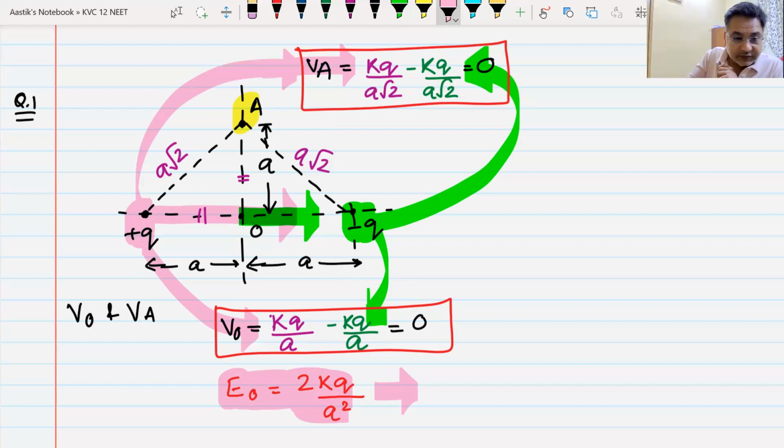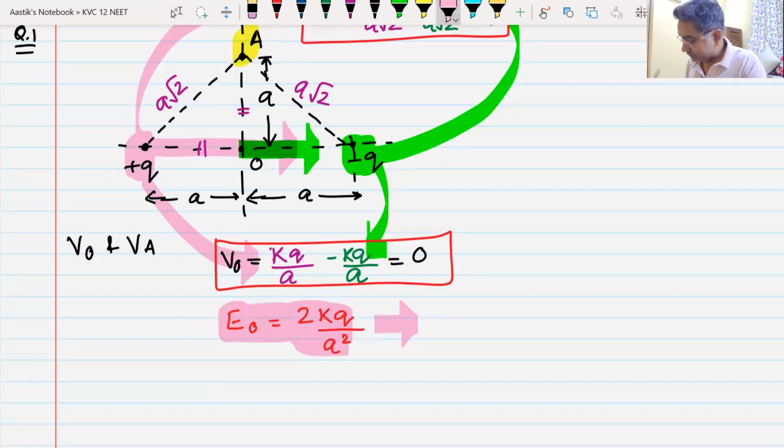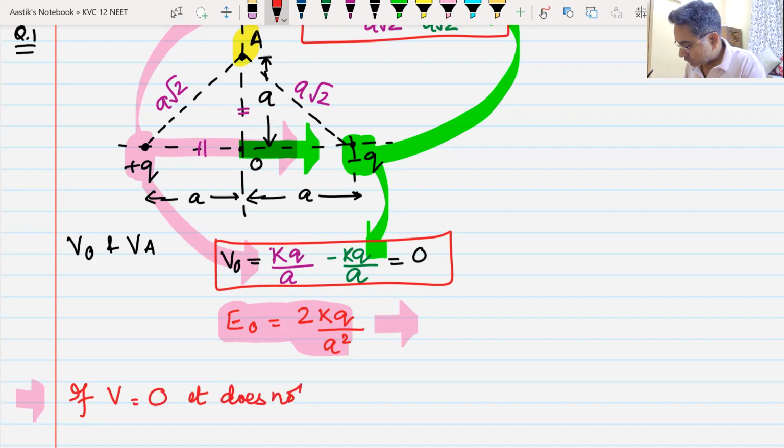So from here we understand that if potential at any point is 0, it does not imply that electric field is 0. Do we understand this? Yes, sir. Potential at any point being 0 does not imply that electric field is 0. There could be electric field, but the potential may be 0.